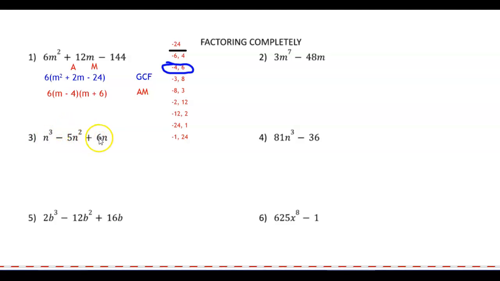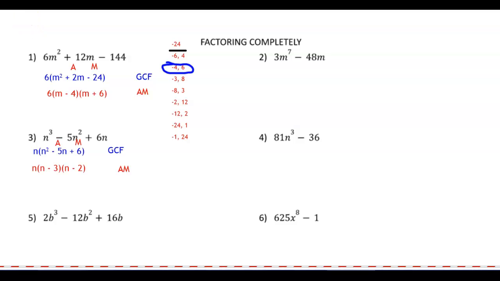N to the third minus 5n squared plus 6n. Looks like all these terms have a common factor. Pause the video and see if you got it right. All right, n is my GCF. It's the GCF of variables, and this term doesn't have any numbers, so that must be the only GCF. Now I'm going to take a look and see if I can factor the next one, and of course I can using that AM method.